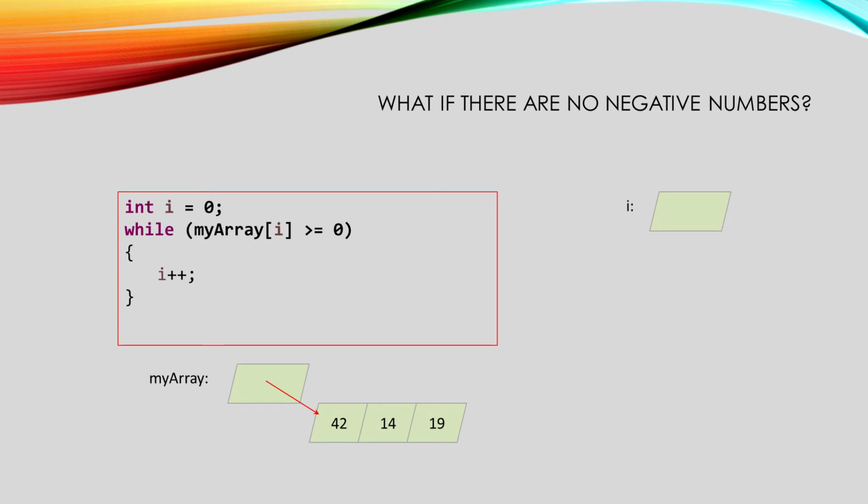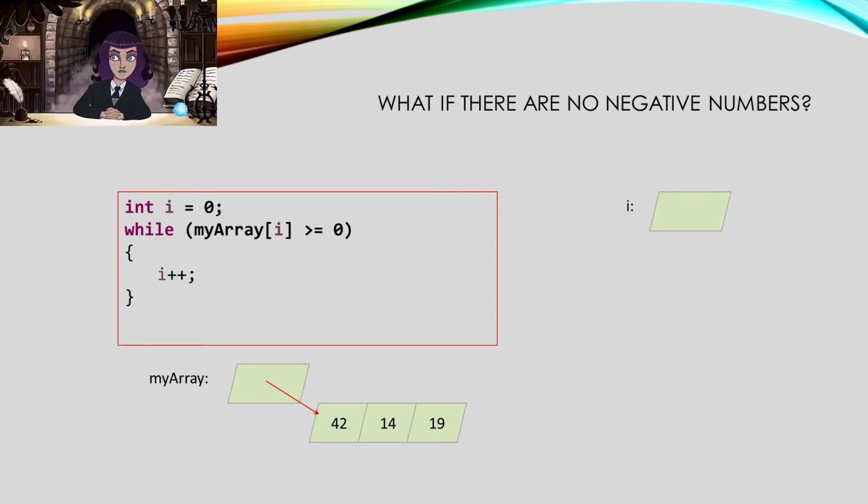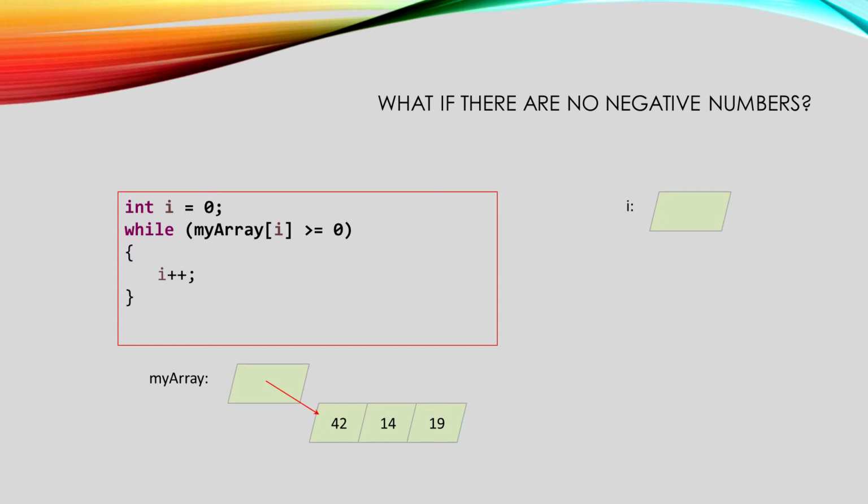So let's play with this example. i will start at 0 and walk through the array. Since there are no negative numbers in the array, i will increment all the way to 3. And then we'll try to index myArray by 3. What will that do? Array out of bounds exception because we walked off the end of the array. Oh no, we better do something about that.